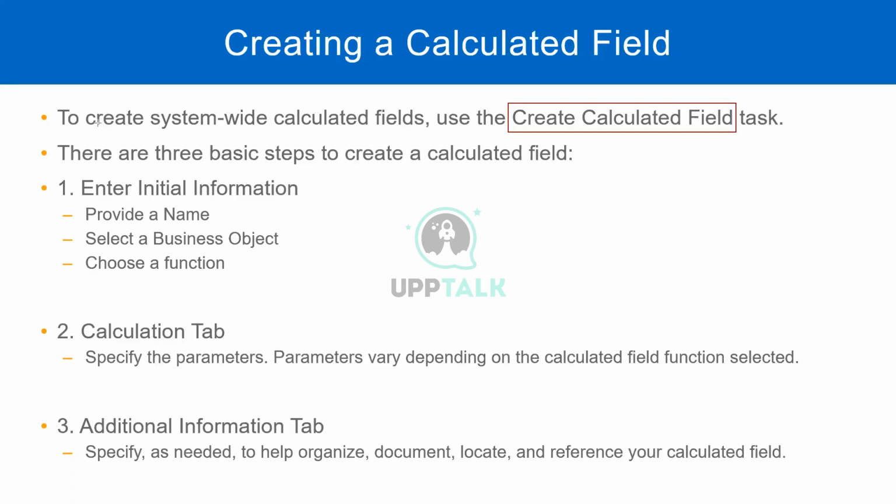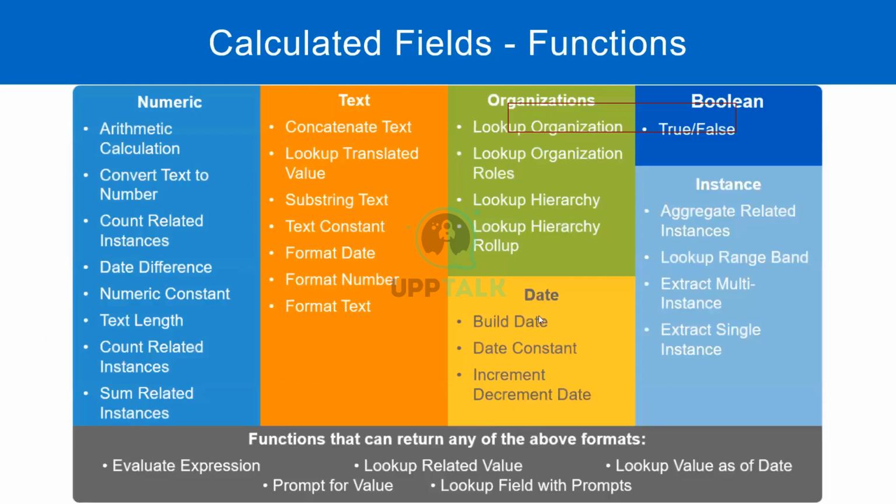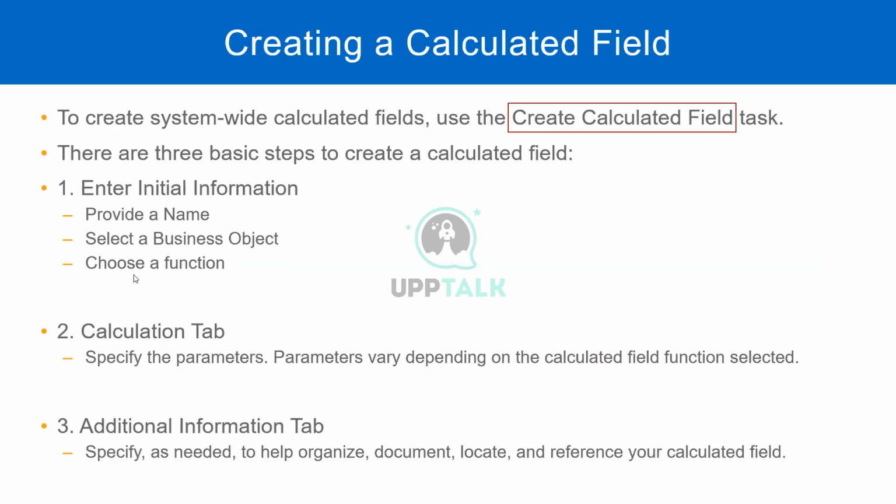Then we have to choose a function. What are the functions? Here are the functions, right? So we have to choose one of these functions. You can choose only one function for a calculated field. So you choose a function, not many. You choose a function. This is a keyword.